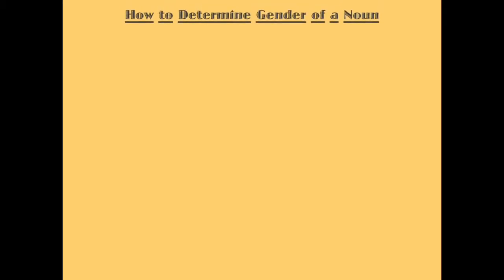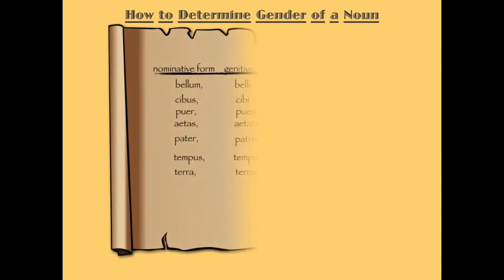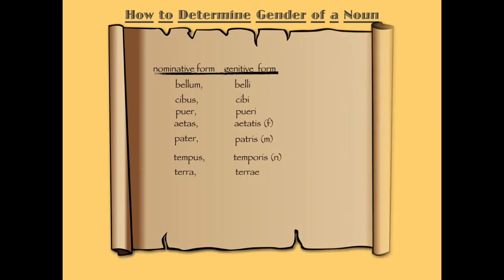Now we are going to complete a quick review of how to determine the gender of first, second, and third declension nouns. We need to review this because the gender of a noun is also a contributing factor to the set of endings that it will use in addition to its declension. Let's take first declension nouns as our first example. First declension nouns are always going to be feminine.